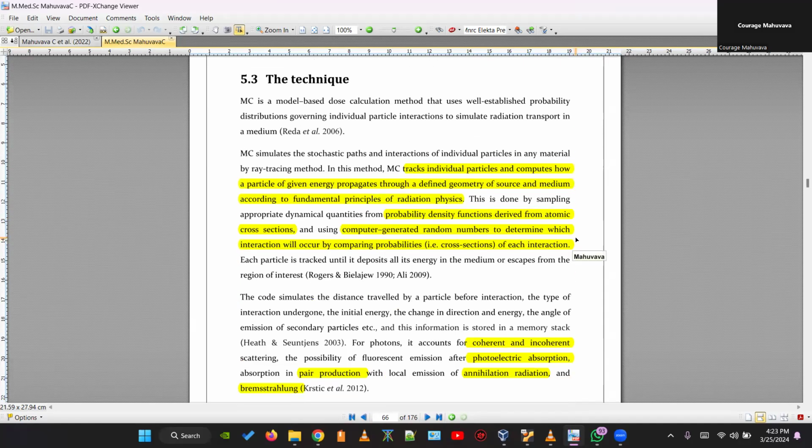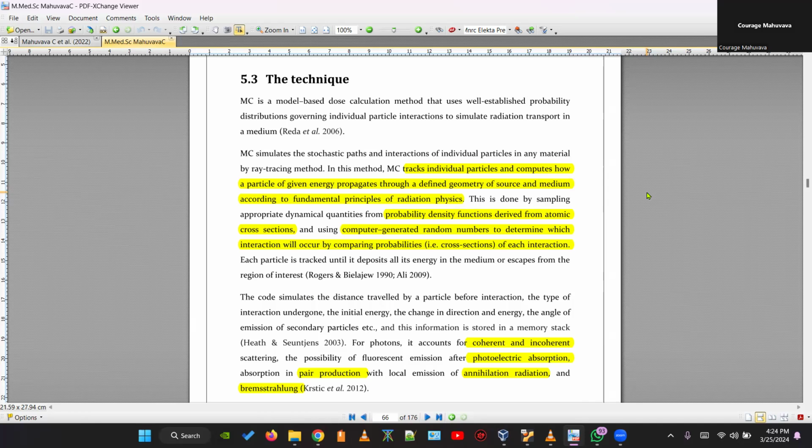All right, so the technique itself works by tracking each and every particle, and it calculates how the particle propagates through any defined geometry according to fundamental principles of radiation physics. So Monte Carlo, like I said earlier on, uses probability functions, and these functions are derived from atomic cross sections. What are atomic cross sections? These are basically probabilities. A cross section is the probability that a given photon is going to interact with a particular material.